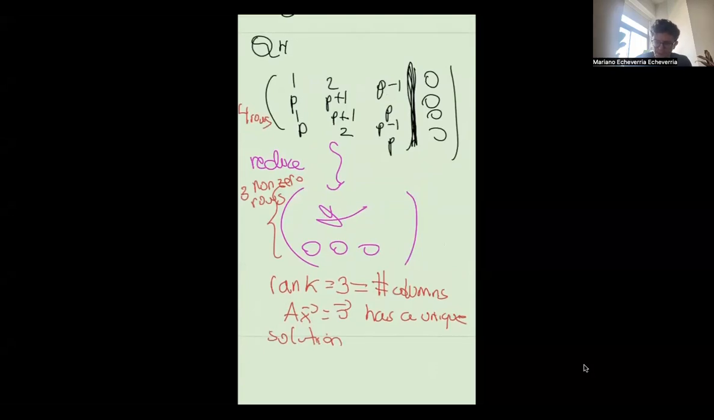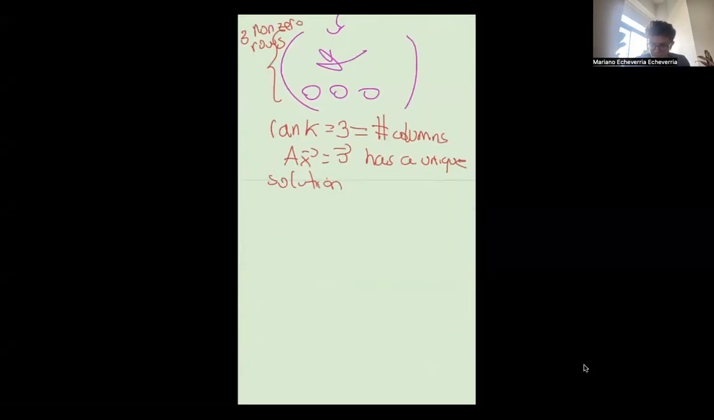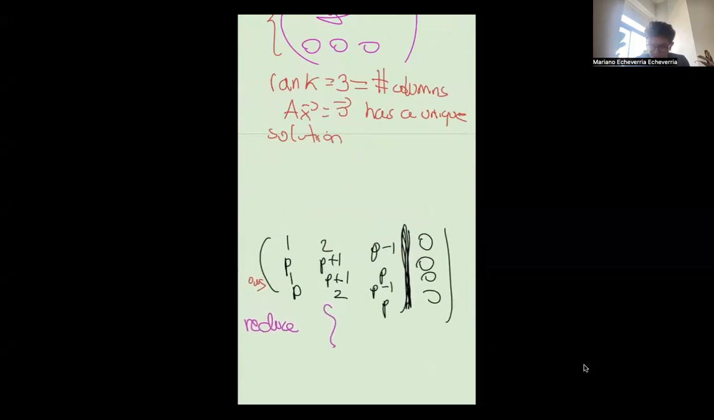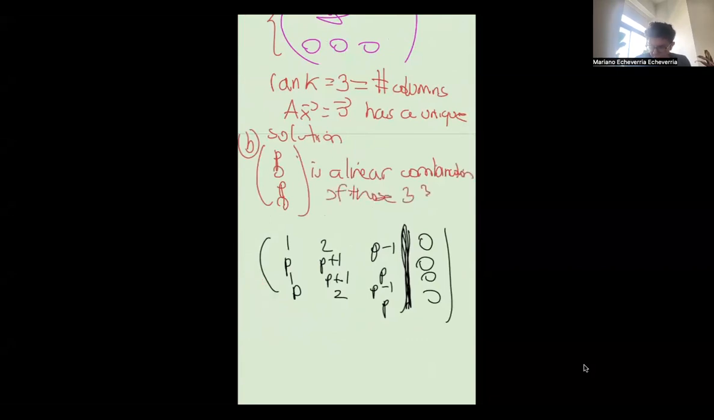In part B, which was not on the PDF, if this was asking whether P0, P0 is a linear combination of those three, that's just some vector that depends on P. I don't know what P is, right? The point of the problem was to say for which values of P that could be a linear combination or not.